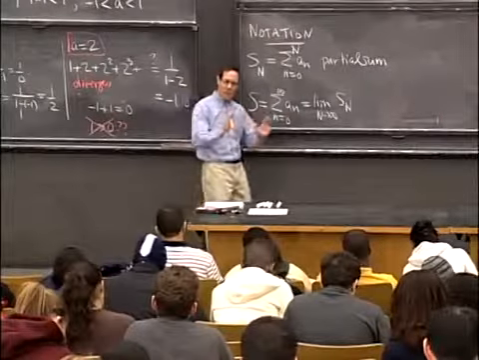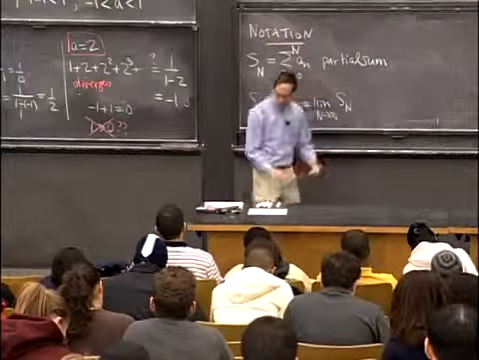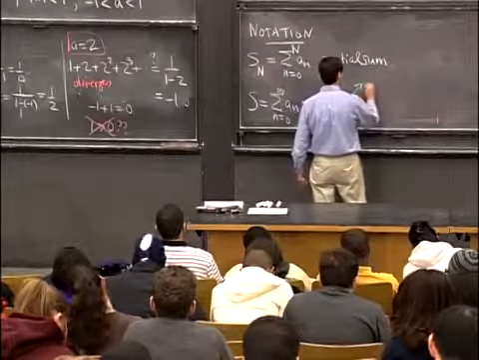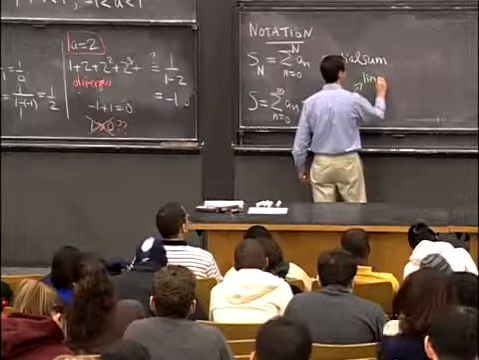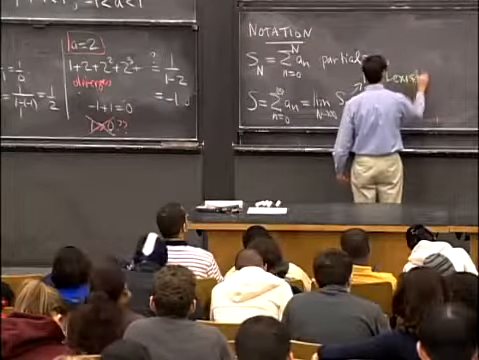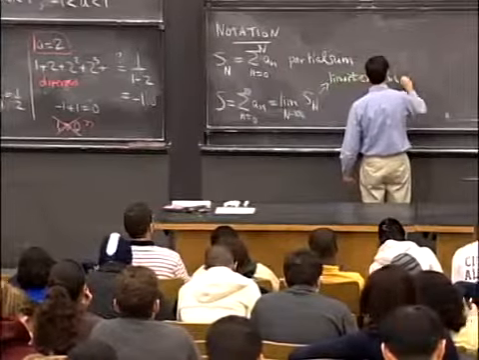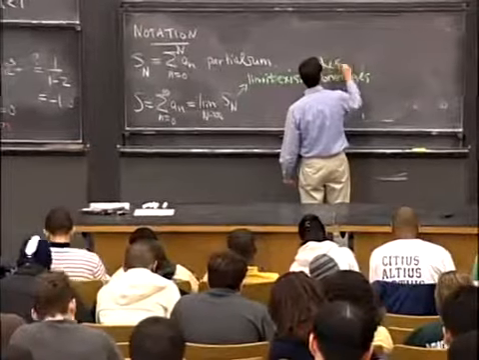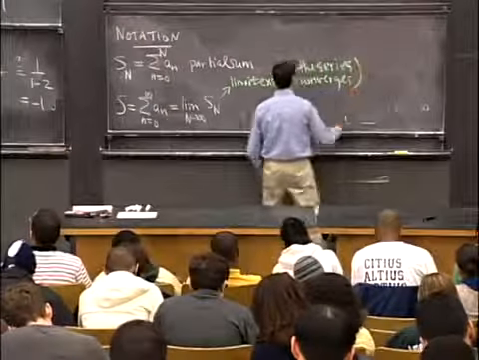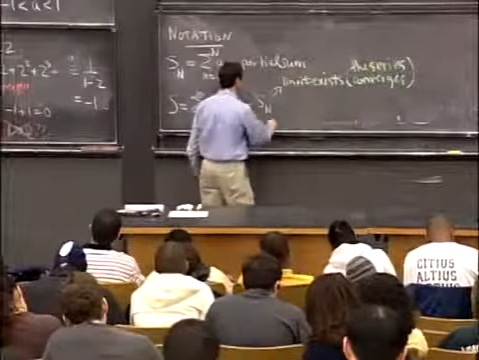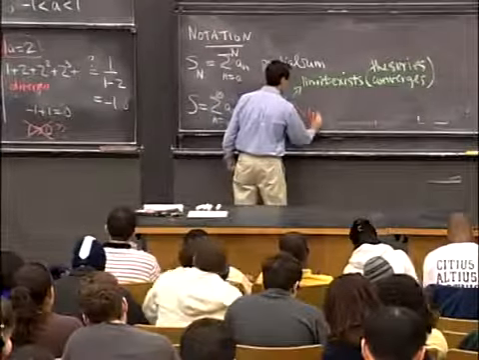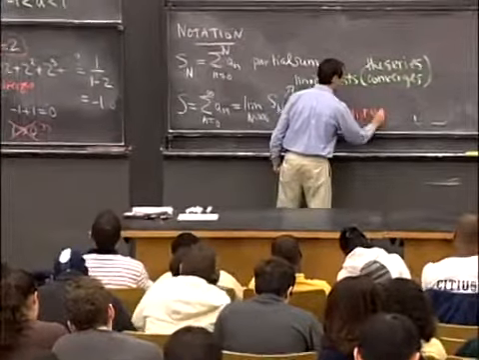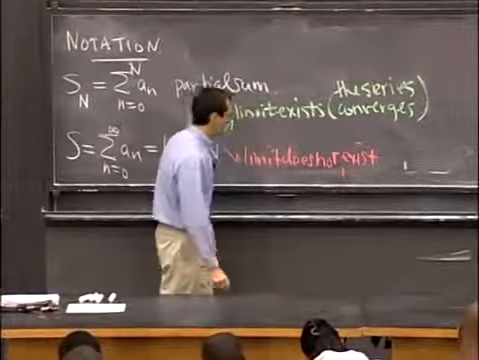And then we have the same kind of notation that we had before, which is that there are these two choices. If the limit exists, that's the green choice, and we say the series converges. And then the other case is that the limit does not exist, and we say the series diverges.